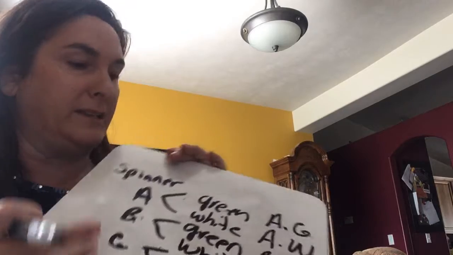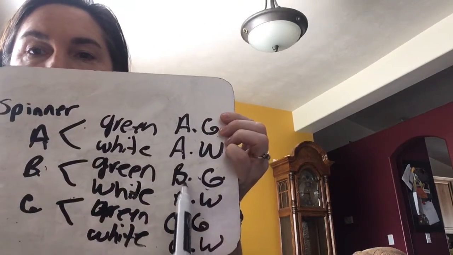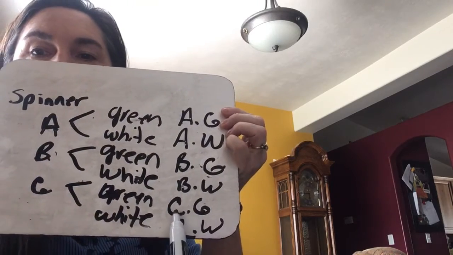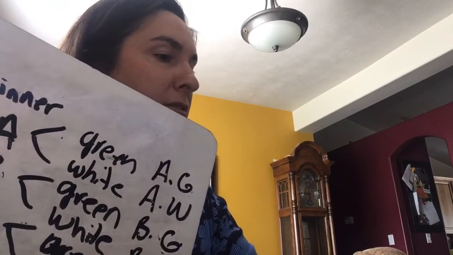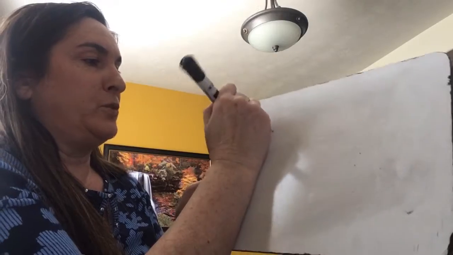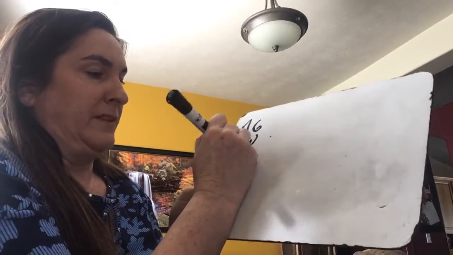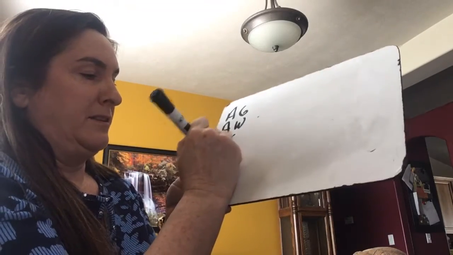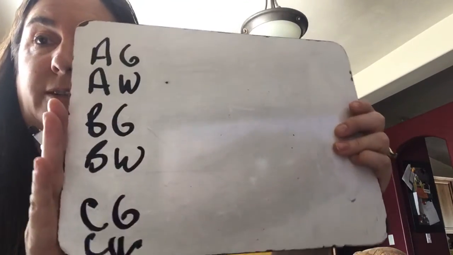So now it's time to write stuff down. We're going to be writing this down. We're going to have an AG, AW, BG, BW, CG, CW. Okay, it's on the graph on page 543. Okay, so the first one is A green, A white, B green, B white, C green, C white. Okay, those are our options.